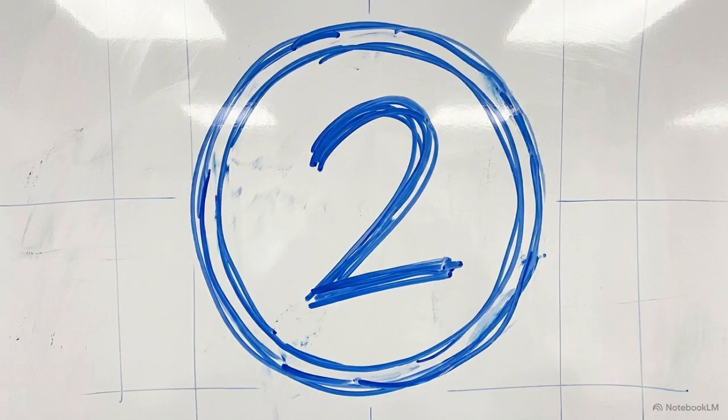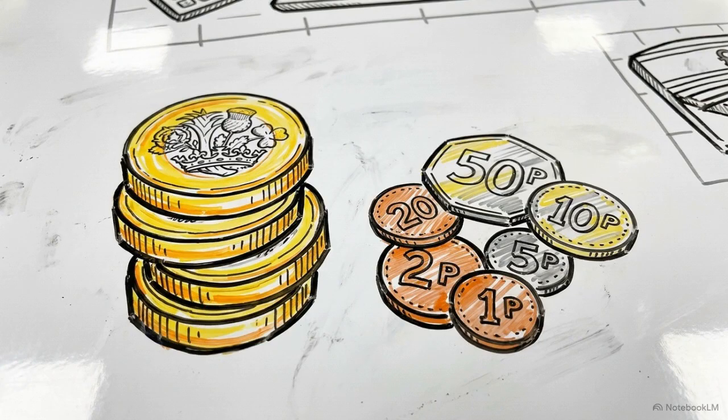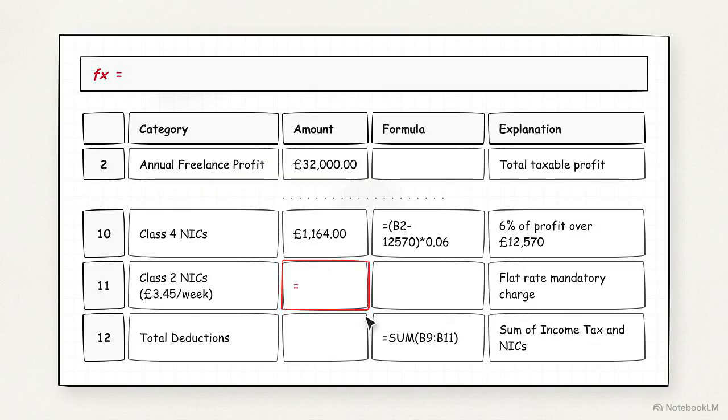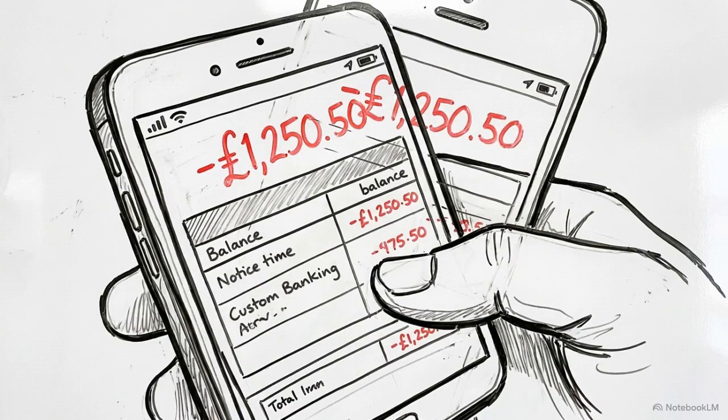Next up is Class 2 national insurance. This is a mandatory flat weekly charge for sole traders to maintain state pension entitlements, set at exactly £3.45 per week. In cell B11, type equals 3.45 multiplied by 52 weeks to generate your annual Class 2 total. Failing to anticipate these two distinct national insurance charges on top of standard income tax is exactly why so many freelancers find themselves short on cash when their payment is due.